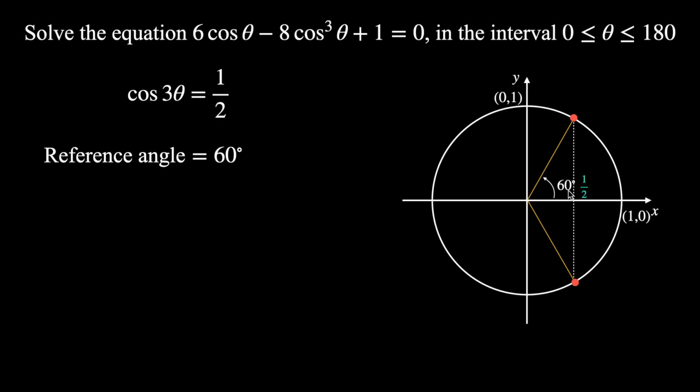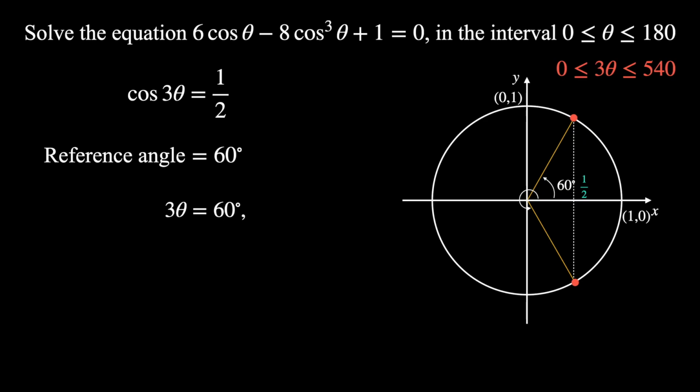So that's one of our solutions for 3 theta. 3 theta equals 60 degrees. Now is a good time to think about the interval. What will be the interval for 3 theta? Well, let's multiply the bounds by 3. The interval for 3 theta will be from 0 to 540. That's 180 times 3. So we need to include all of the solutions from 0 to 540 for 3 theta.